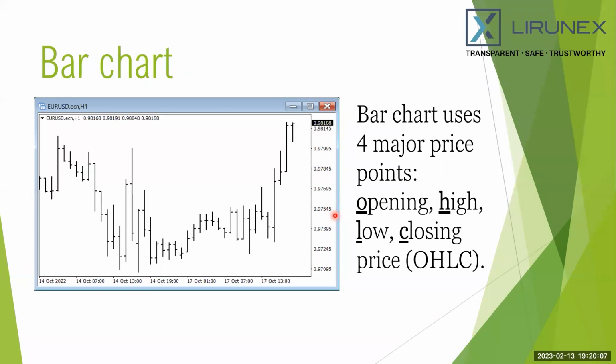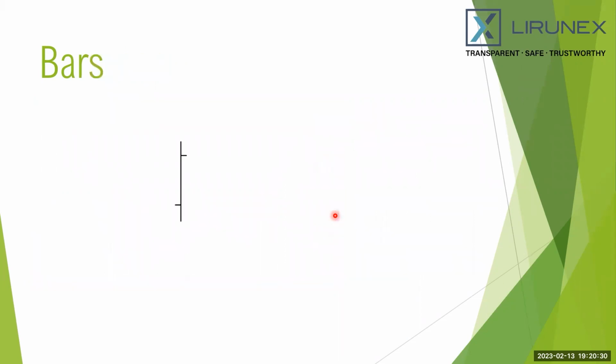Let's go to the second type of chart, which is a bar chart. In a bar chart, aside from the closing price, there are 3 other prices considered, which are the 4 major price points: your opening, your highest or high, your lowest or low, and your closing price, or what you call OHLC. How is it formed?